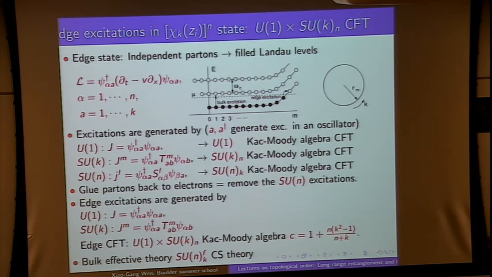So these N times K fermions are labeled by two indices. Alpha goes from 1 to N, labeling different partons. A goes from 1 to K, labeling different Landau levels. So basically, before we do the projection, the edge state is very simple: just a chiral fermion theory. That's very, very simple. So all we need to do is do the projection.